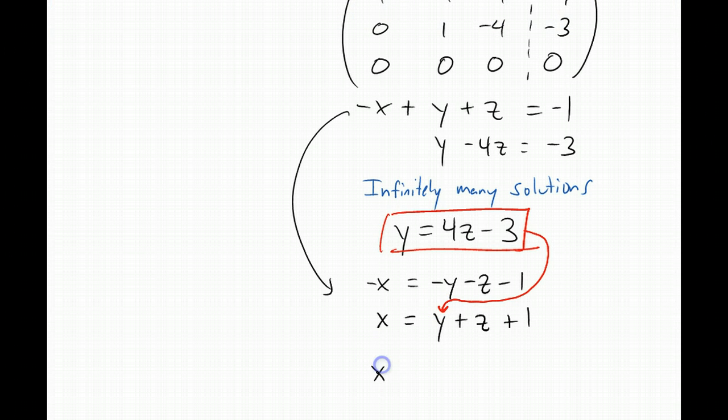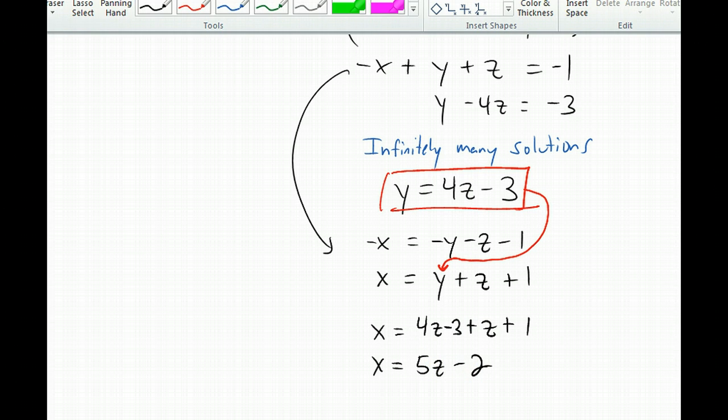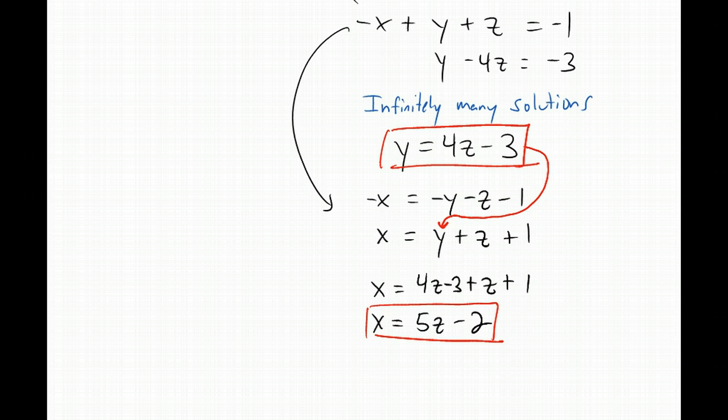So that's going to give us x equals y, which is now 4z minus 3, plus z plus 1. Now we can combine terms. We get x equals, let's see, that's going to be 5z minus 2. And that is going to be another equation that we're going to use.